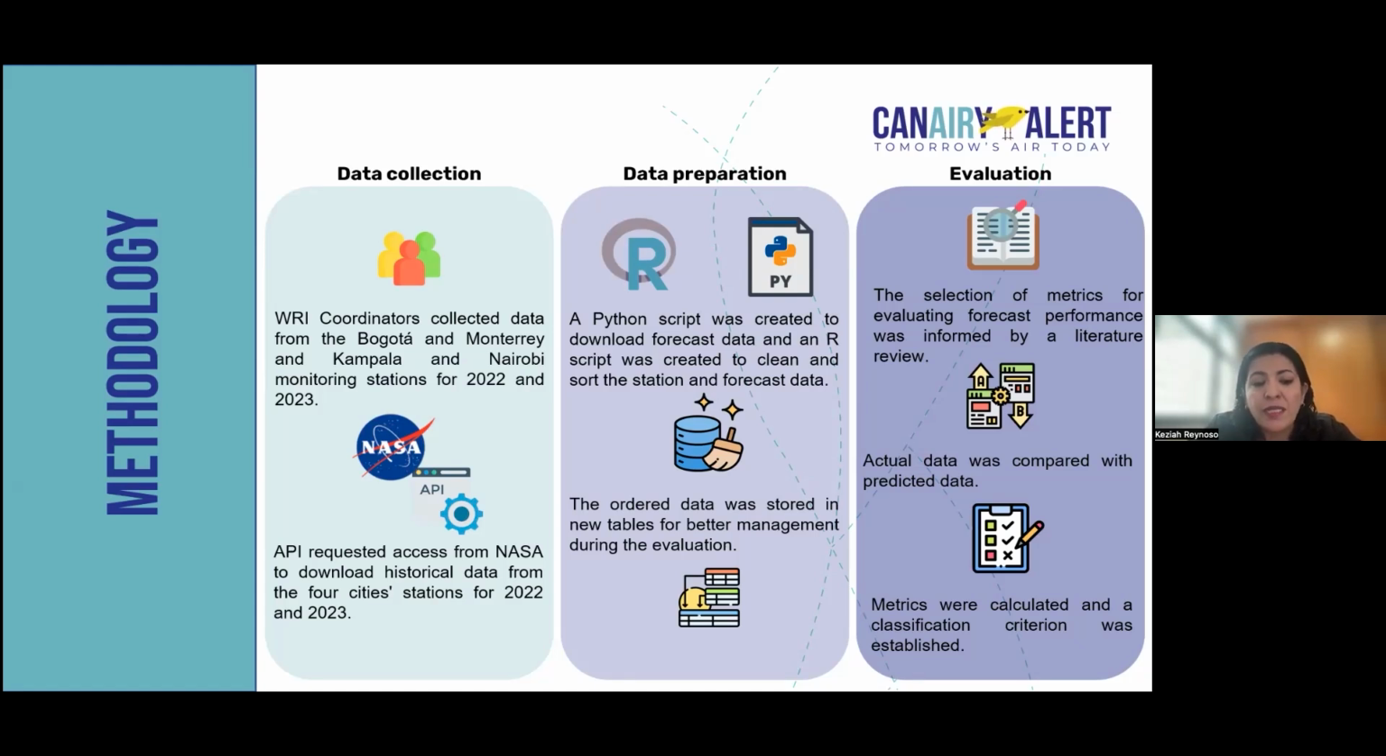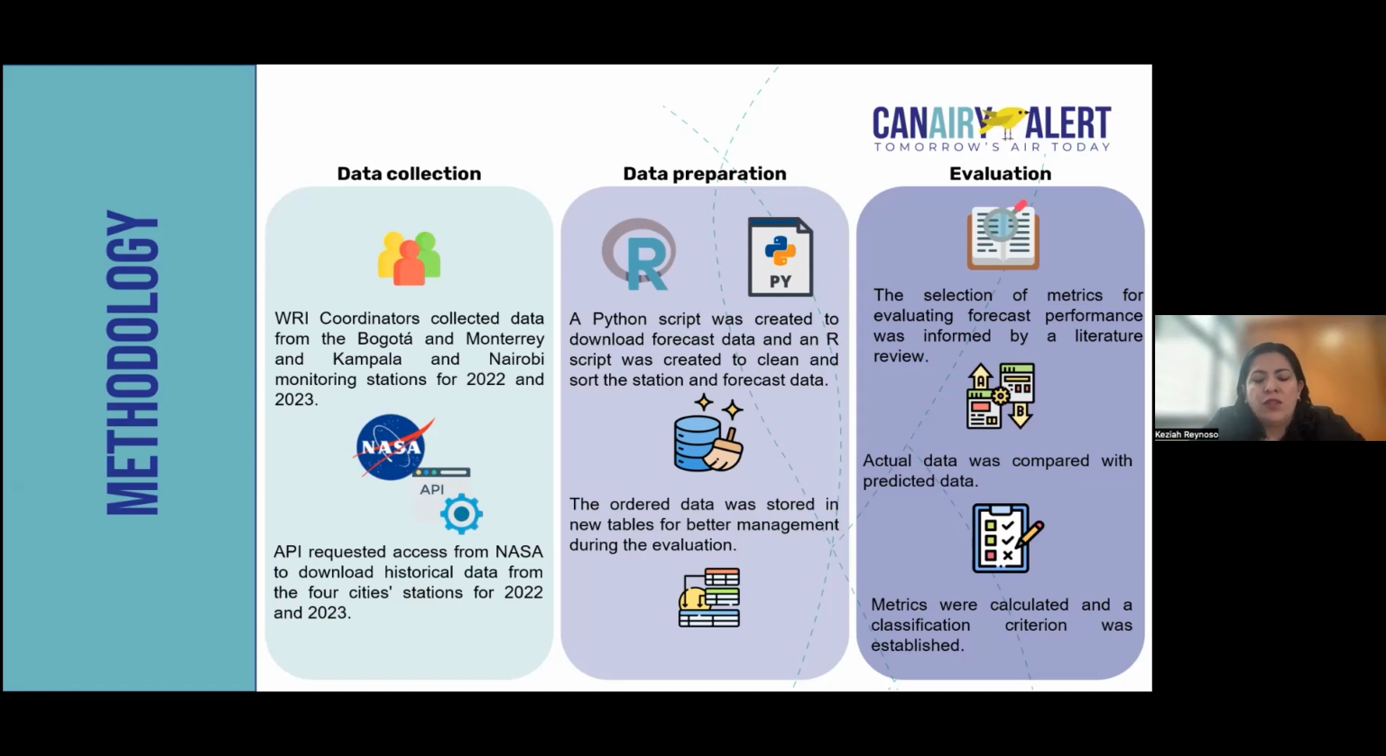At the same time, we used an API so that we could get forecast data directly from NASA, historical data for the 4 cities for the same years, 2022 and 2023. Once we had the data, we made a script in Python, and we used that script to clean and order the data coming from the stations.